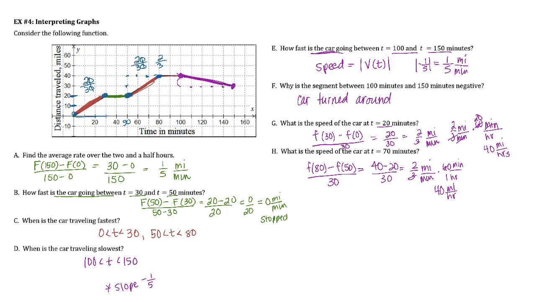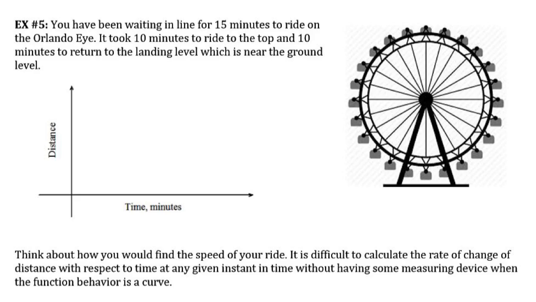All right, let's see what else we got. Okay, now let's talk about this one. This is interesting because you're really looking at your distance off the ground over the length of time. And so you're waiting in line for 15 minutes. So we've got 5, 10, 15 minutes you're waiting in line. Now your height doesn't change over those 15 minutes. So you're still at the same height you started.